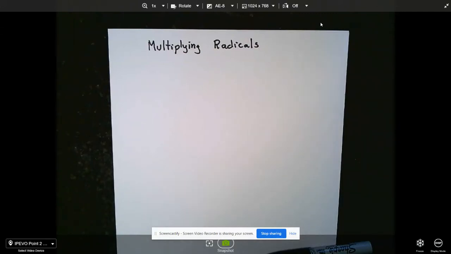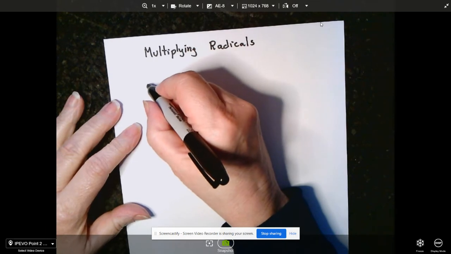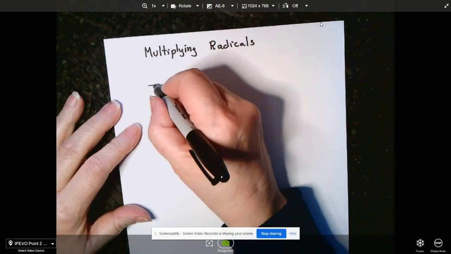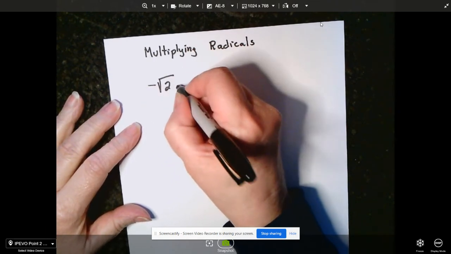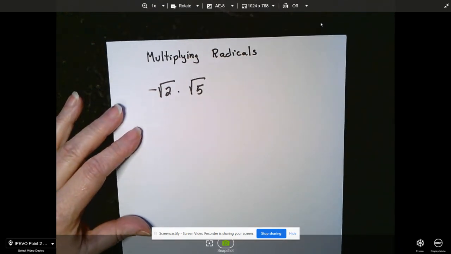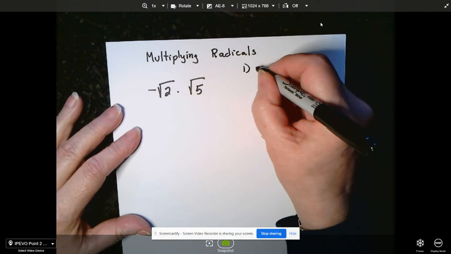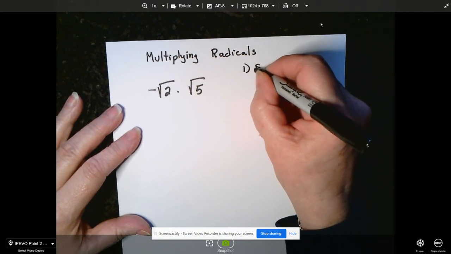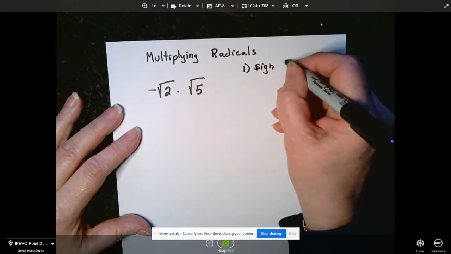All right, today we're going to talk about multiplying radicals. And basically, when you're multiplying radicals, let's give you an example. Let's say negative square root of 2 times the square root of 5. There's a couple of things you have to think about. First of all, you have to think about the sign of the radical, positive or negative.